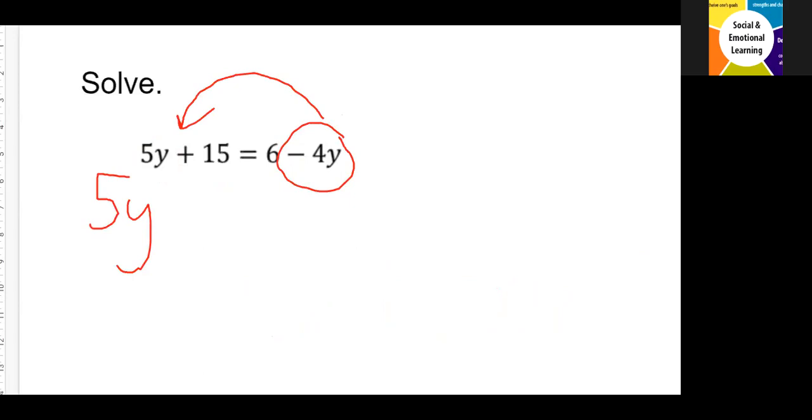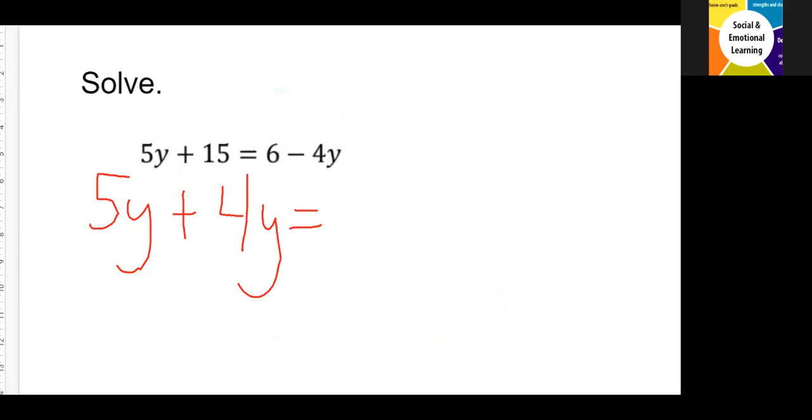Turn into a positive. Positive 4y. Okay, good. Hold on. The 6 will stay where it is, everyone. See this 6? Let's keep it where it is so it doesn't change. Is the answer -9? Oh, I don't know. I'm not that fast. Goodness.